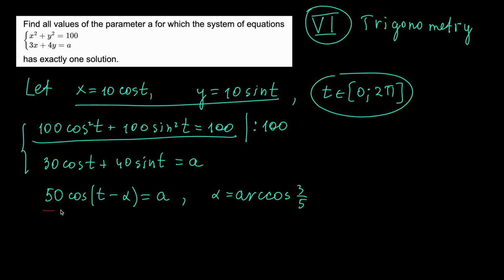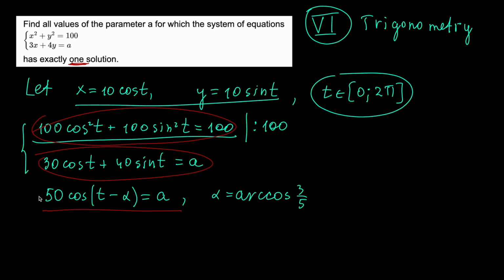Now, we want this equation to have exactly one solution, because any t from the interval is a solution of the first equation. So the whole system has as many solutions as this equation. And when does this equation have exactly one solution? Only in cases when the cosine here reaches its maximum or minimum value, which is 1 or -1. So a should be equal to either 50 or -50 in order for this equation to have exactly one solution. So here we have the two values of the parameter a.